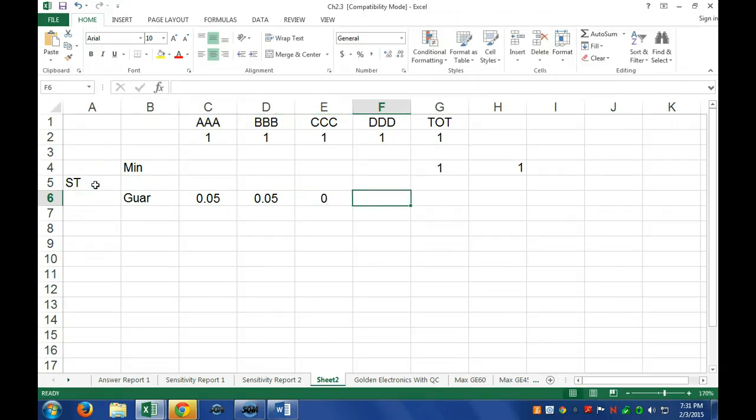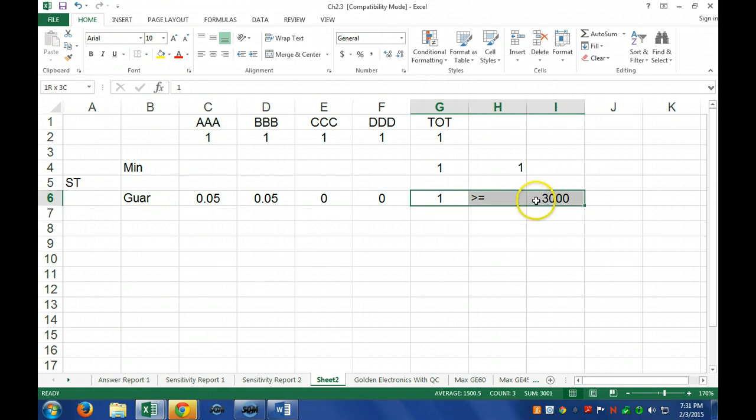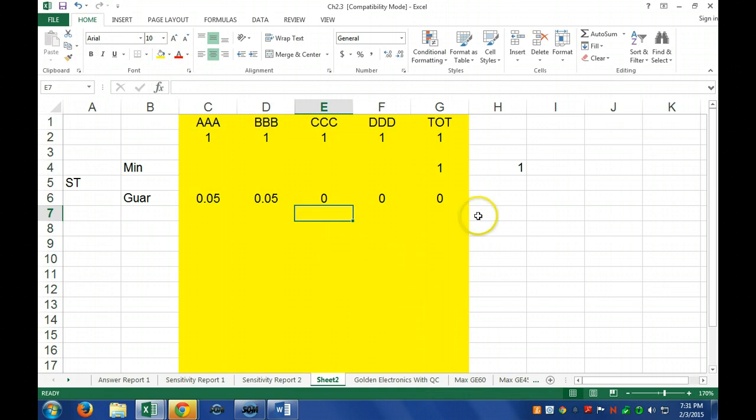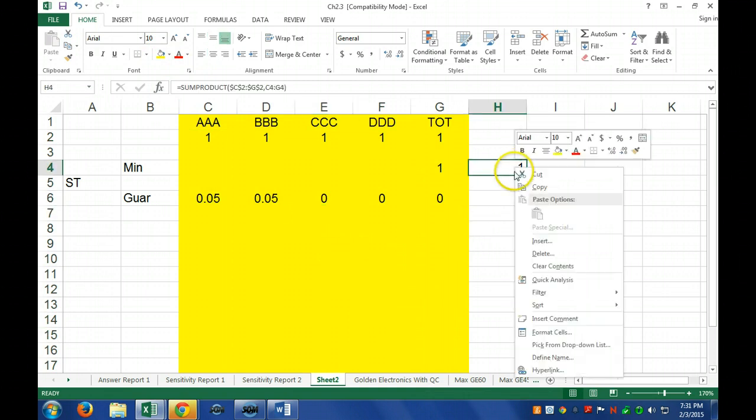0 and 0.02. It has to be greater than or equal to 3,000. Oh, wait, I screwed up. This should be 0 here. These five are variables. Those are my variables. So this is what I want to copy now.